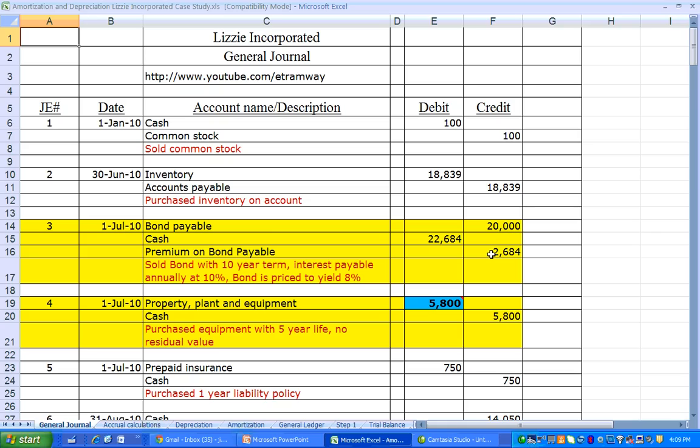Notice that her bond payable account is $20,000. That's the face amount of the IOU. In 10 years, when she pays this bond back, they're going to give her back that piece of paper, and Lizzie Inc. is going to write a check for $20,000 to purchase back that bond in 10 years.